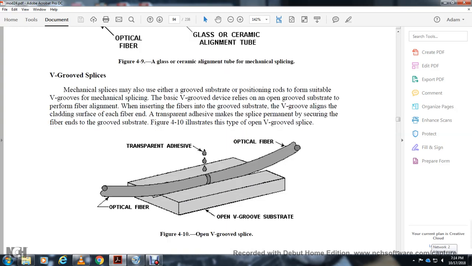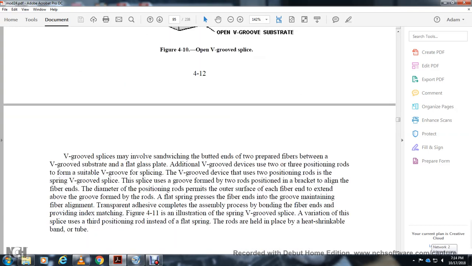The transparent adhesive, the optical fiber, the open V groove substrate. The V groove splice involves sandwiching both butted ends of the two prepared fibers between the V groove substrate and a flat glass plate.